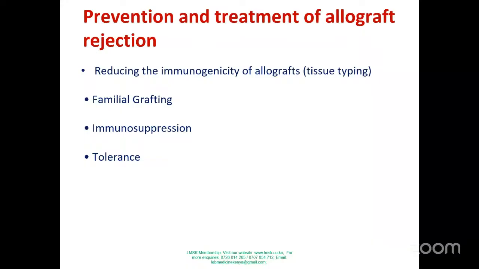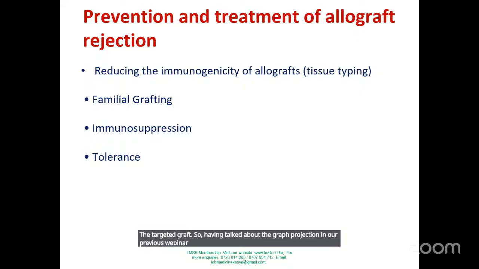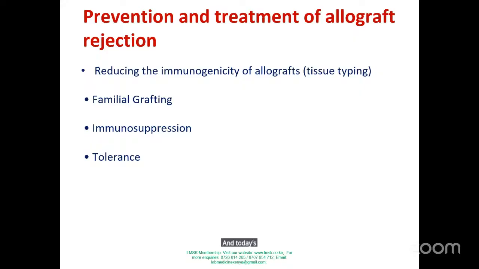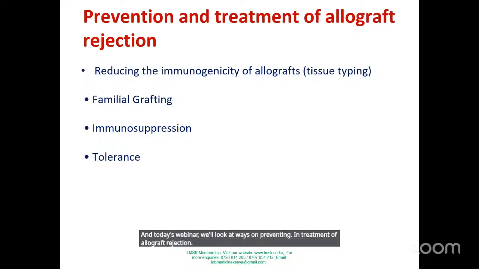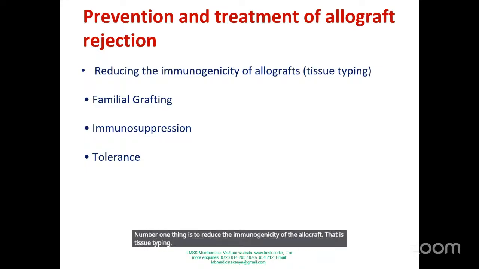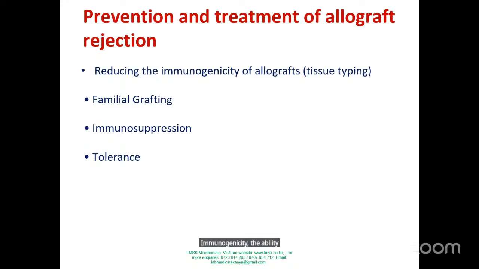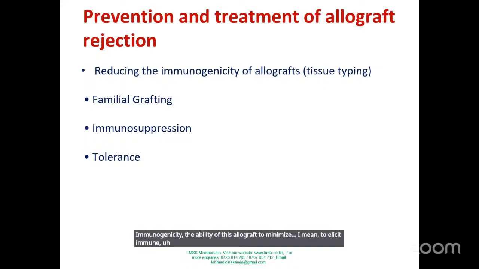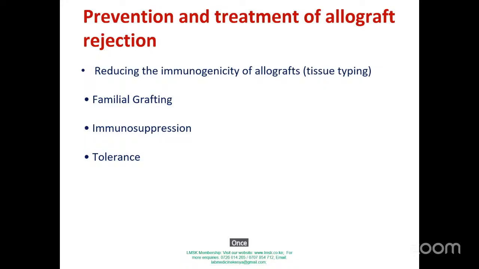So having talked about graft rejection in our previous webinar, in today's webinar we'll look at ways of preventing and treating allograft rejection. Number one is to reduce the immunogenicity of the allograft, that is, tissue typing. Immunogenicity is the ability of the allograft to elicit an immune reaction once transplanted into the recipient.